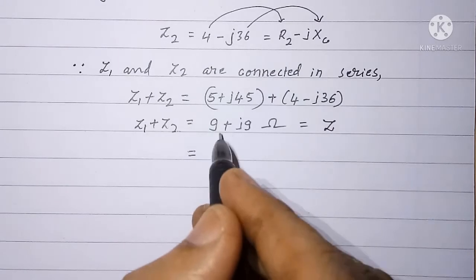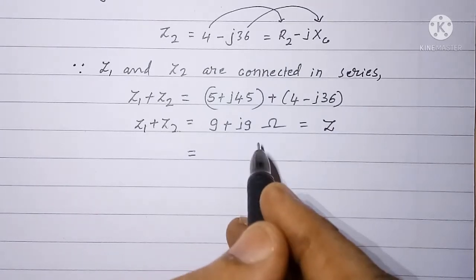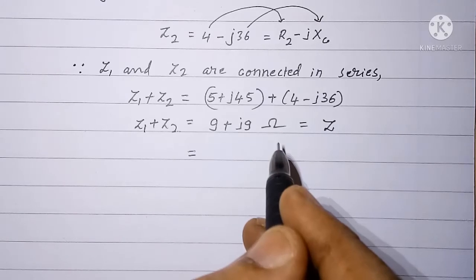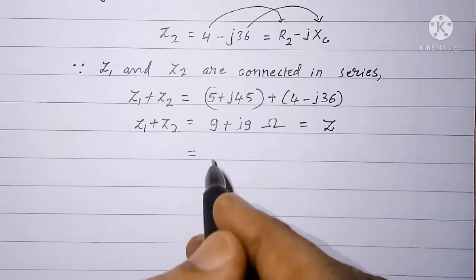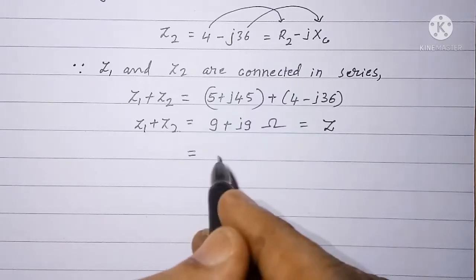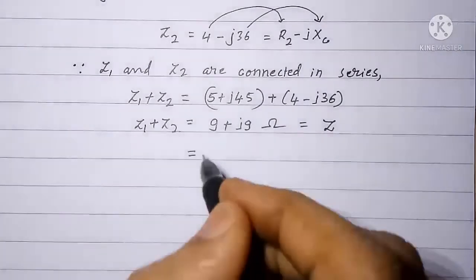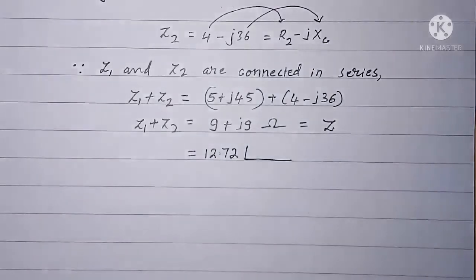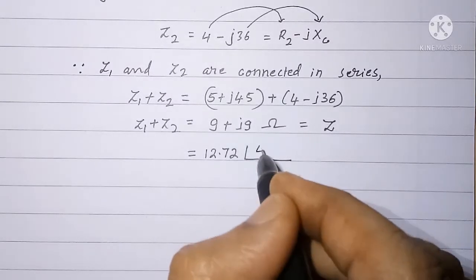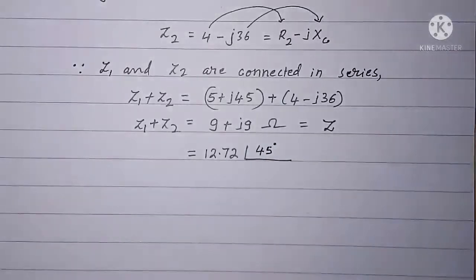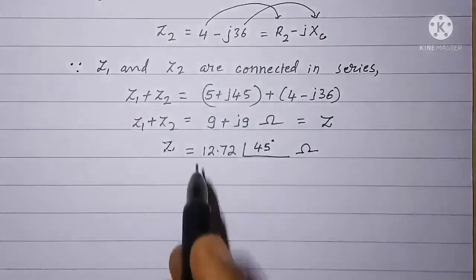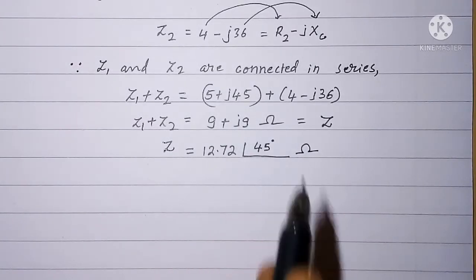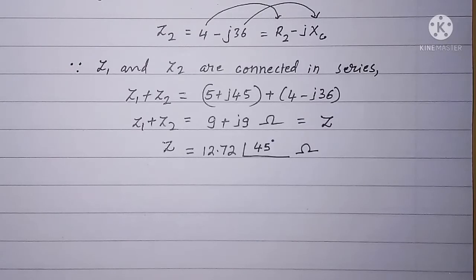We can convert the rectangular form into polar form by using calculator. And when we convert, we get 9 plus J9 ohm as 12.72 at an angle of 45 degree. Unit will remain as ohm, that is Z is equal to 12.72 at an angle of 45 degree ohms.